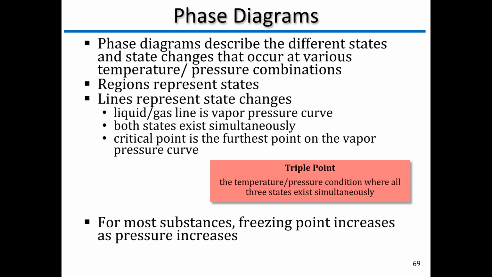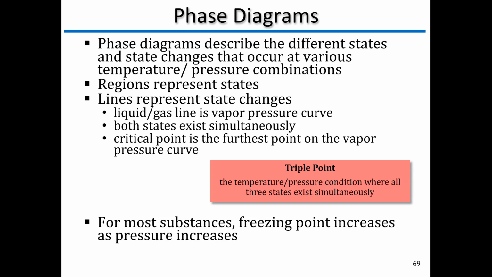So we're going to take a look at what we call phase diagrams. Okay, so phase diagrams describe the different states and state changes that occur at various temperature and pressure combinations. And we've already kind of looked at these for liquids. Okay, so the regions represent states, and the lines represent the state changes, or in other words, the phase changes. Okay, so we have a liquid-gas line, and it's a vapor pressure curve. Okay, and at that point, both states exist simultaneously. Okay, and then the critical point is the furthest point on the vapor pressure curve. And we'll look at these. I'll put pictures to it. I think it makes it a little easier to understand.